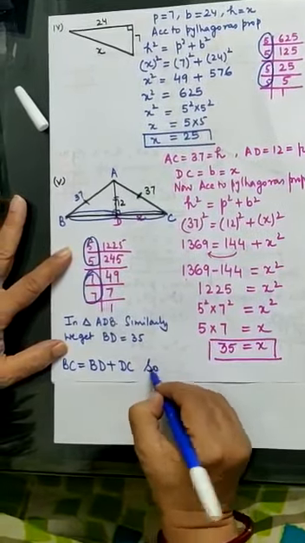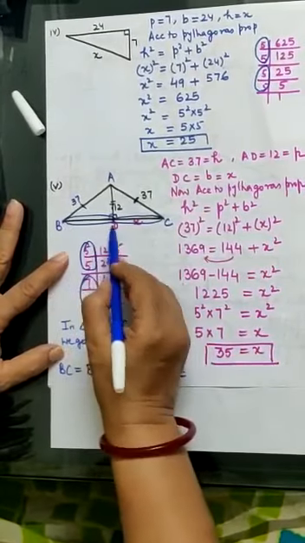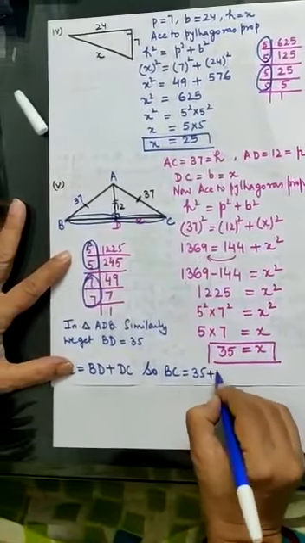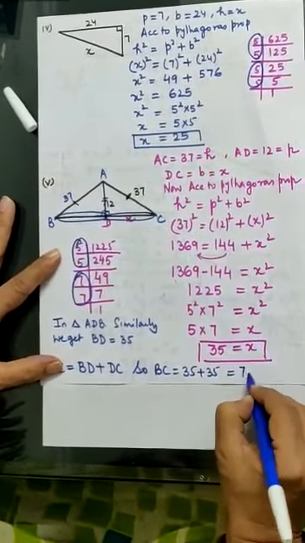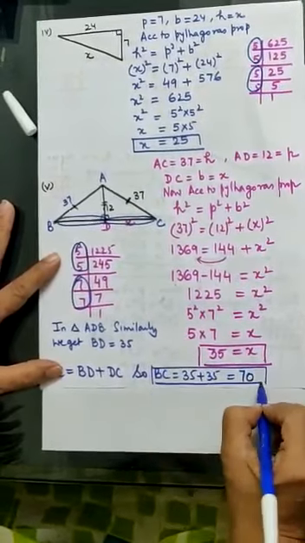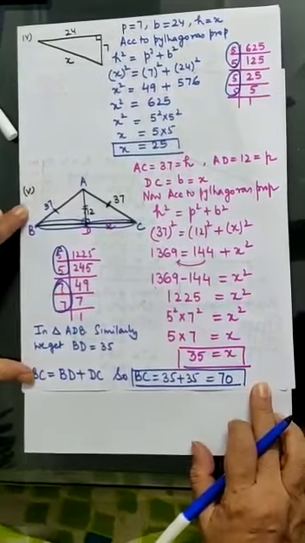So BC is equal to what? BD plus DC. How much is BD? BD is 35 and DC is also 35. So 35 plus 35 is equal to 70. So this is the length of BC. Alright. And the sixth part of the question is wrong, so we will not do that question.